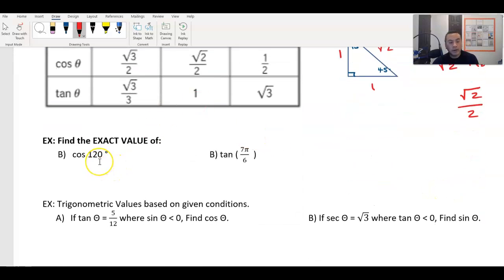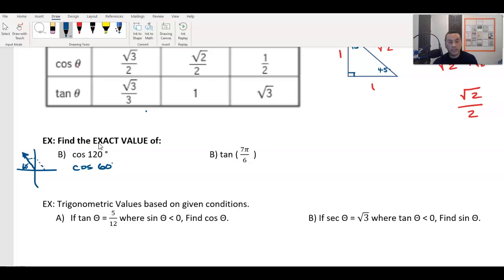Find the exact value of the cosine of 120. See, this is where reference angles kick in. If I want to know the cosine of 120 degrees, well, 120 is going to be 90 plus 30 more, right? So it's going to be right here. So it looks like it's a 60-degree angle. That's the reference angle. So the cosine of 120 is the same thing as the cosine of 60.